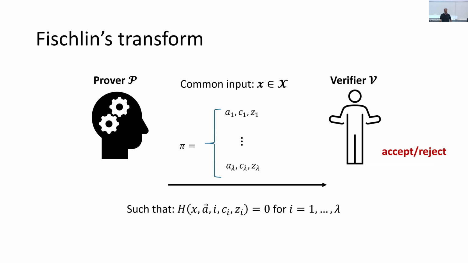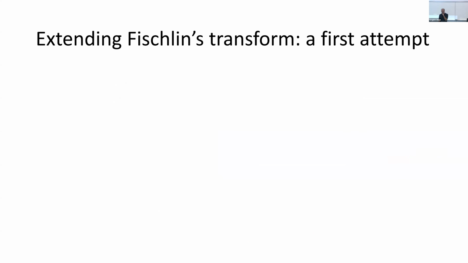So the Fiat-Shamir transform is the following. The prover has to find lambda transcripts, where lambda is a security parameter, such that all of them are accepting and all of them hash to 0. And we throw the vector of all first messages inside the hash, and this essentially fixes the first message in all of the repetitions. All right, and this can be shown to be knowledge sound.